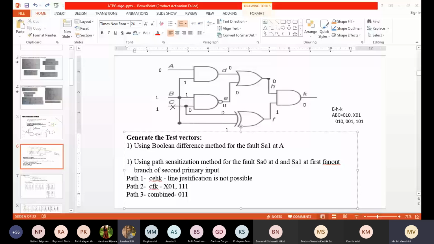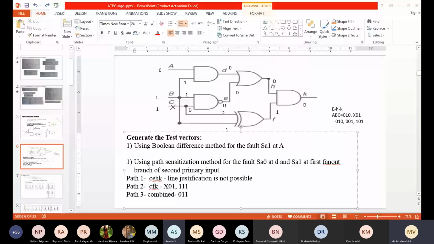Yes, ma'am. So what is the answer? Can I consider many faults or only one fault at a time? One fault at a time, ma'am. One fault at a time. Be clear with this. Anusha, did you ask something?